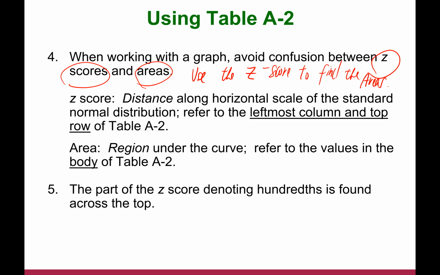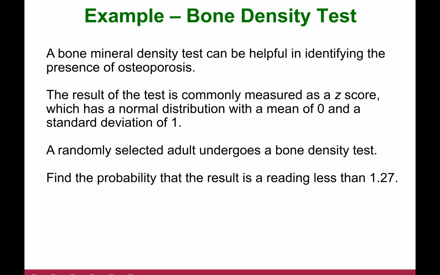So we round the z-score to 2 decimal places, the hundredths digit. And then use that to find the corresponding area. Now let's take a look at an example.